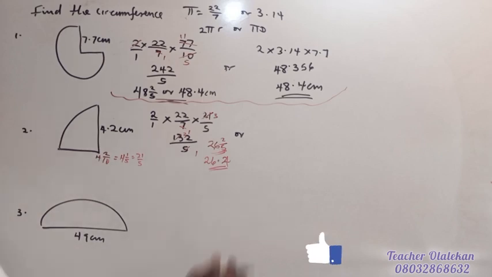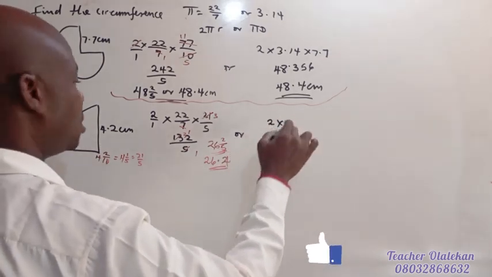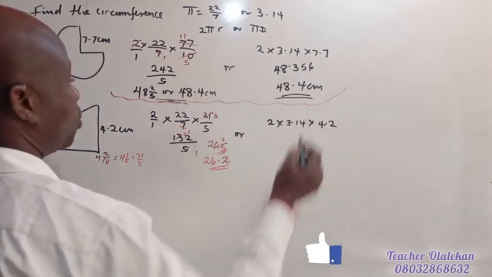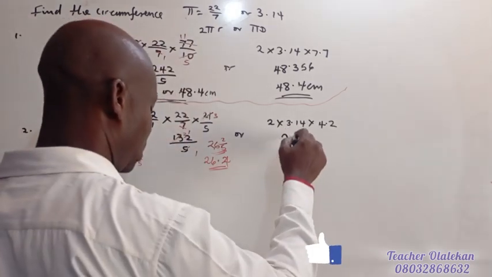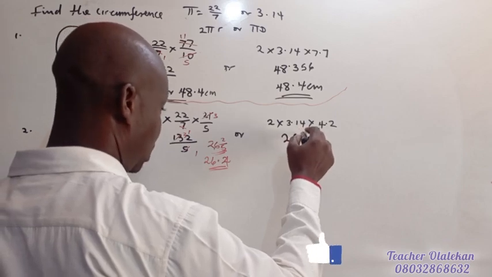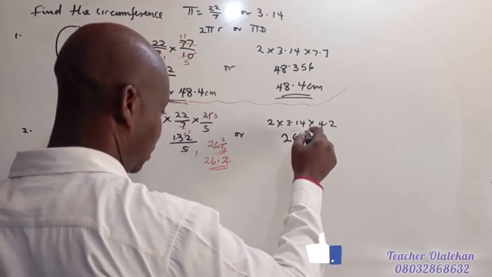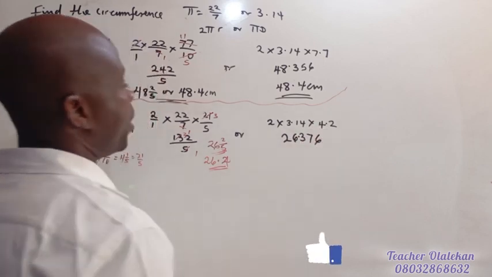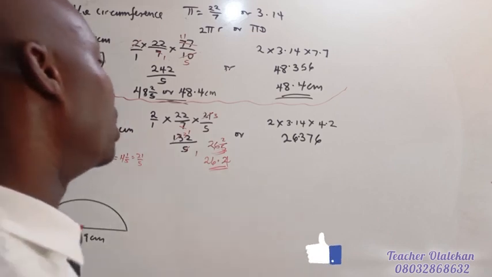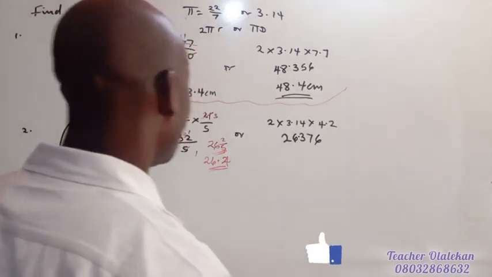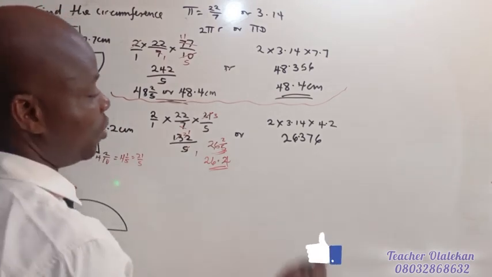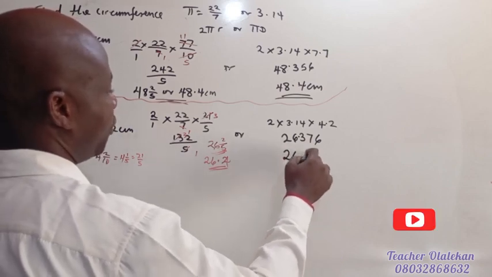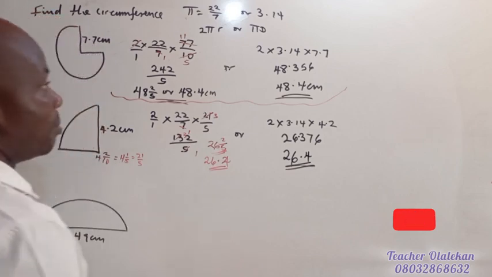You can also do it using your pi as 3.14 and your radius remaining the same, right? So that will be 2 times 3.14 times 4.2. When you multiply, you get 26.376. If you take it to one decimal place, that will give you 26.4, which is still the same thing.